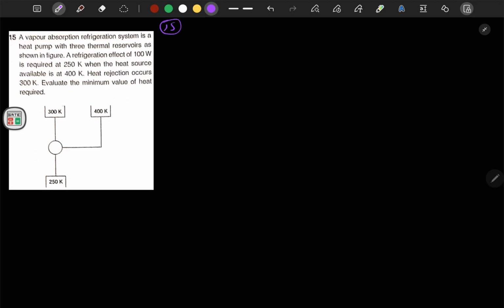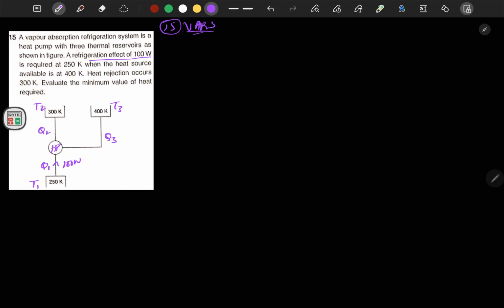Okay, now this is our next question, question number 15. It is mentioned that the vapor absorption refrigeration system, VARS, is a heat pump with three thermal reservoirs, as shown in the figure. The refrigeration effect required is 100 watt. So here we have been given 100 watt. Let's say this is T1, T2, T3, so this will be our Q1, this is Q2 and this is Q3.